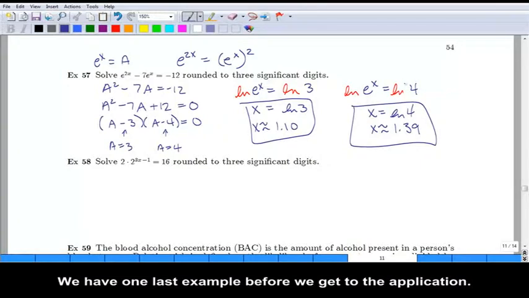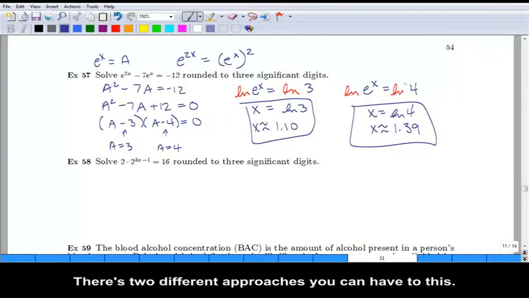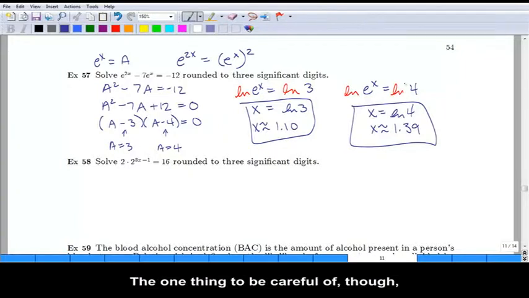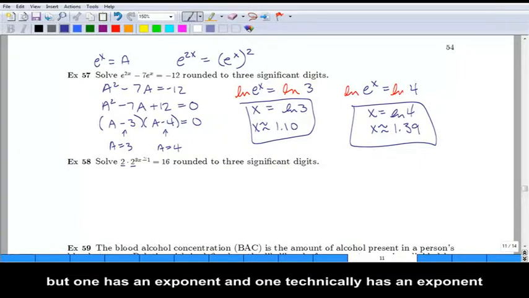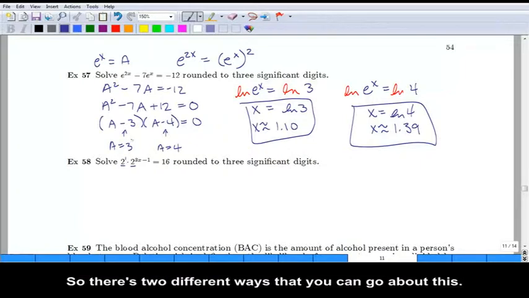We have one last example before we get to the application, and this example seems like it should be relatively straightforward, and it is. There are 2 different approaches you can take to this. The one thing to be careful of is that, yes, you have the same base here, so you've got 2 and 2, but one has an exponent and one technically has an exponent that is understood to be 1. So there are 2 different ways that you can go about this.